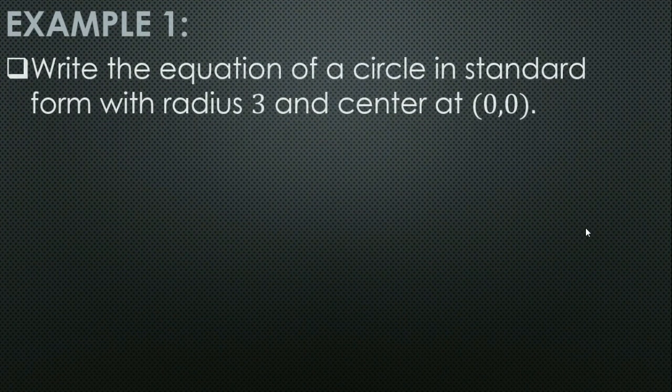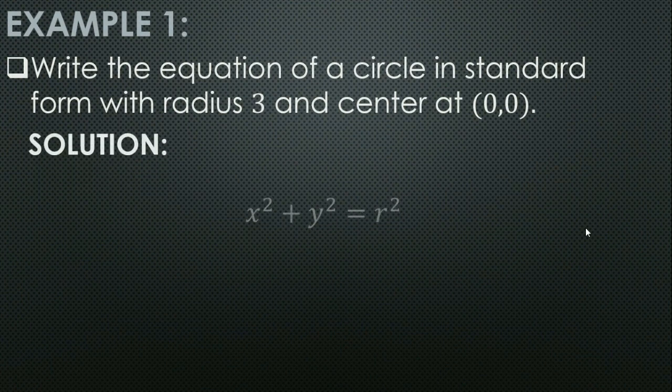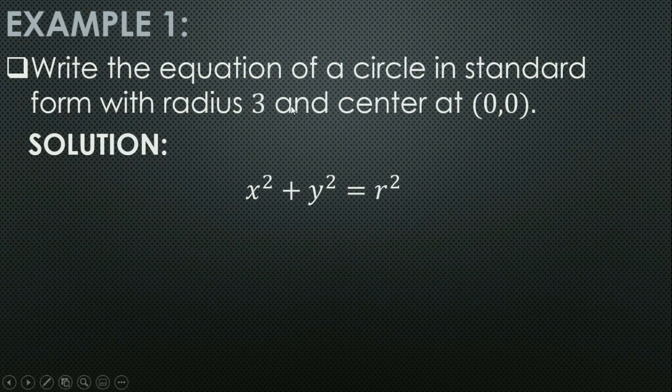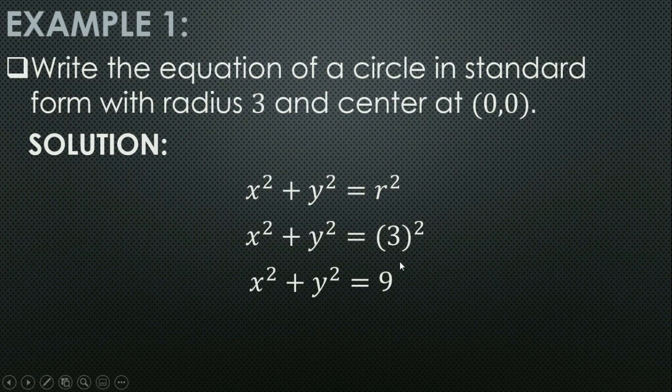Examples. Example number 1. Write the equation of a circle in standard form with radius 3 and center at the origin. So, solution, of course, since nasabi na dyan na ang center ay at the origin, ang gagamitin nating formula ay si x squared plus y squared is equal to r squared. So, what are we going to do here? We will simply substitute 3 kay r. Okay, so it will be x squared plus y squared is equal to 3 squared. So, simplifying this, we have x squared plus y squared is equal to 9. So therefore, this is the standard form of the equation of a circle with radius 3 and center at the origin.